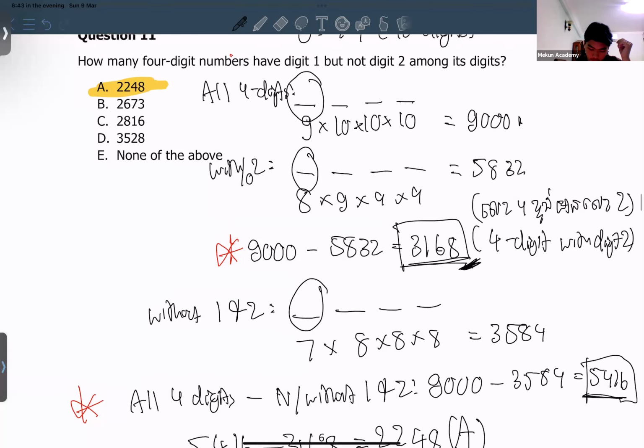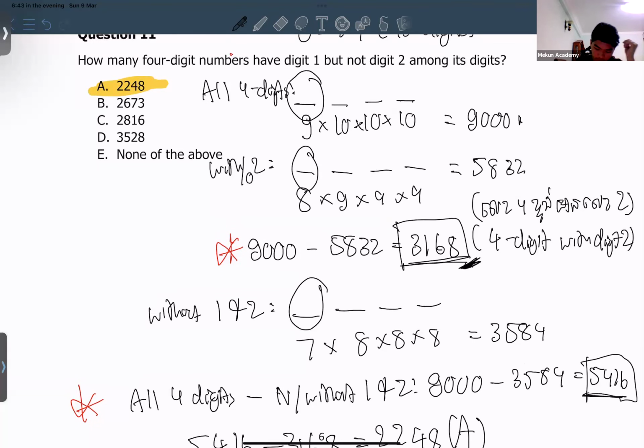Okay, so here we need to find the numbers without two. When you find the numbers without two, you can take the total number minus the total number without the number two. Then you will get all the numbers that have number two, which is over here. You get 3,168, the numbers that have number two inside them.